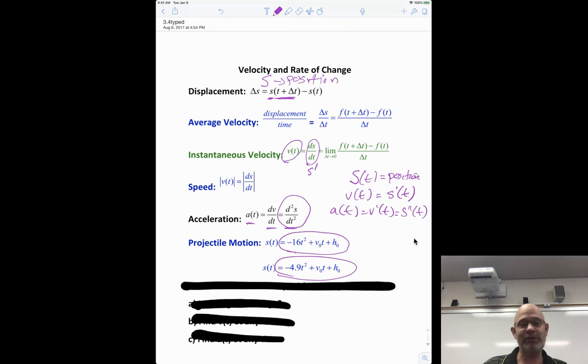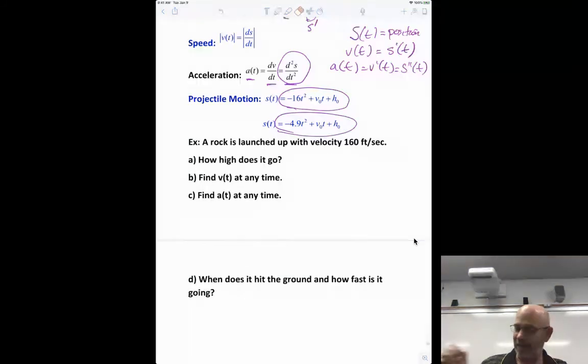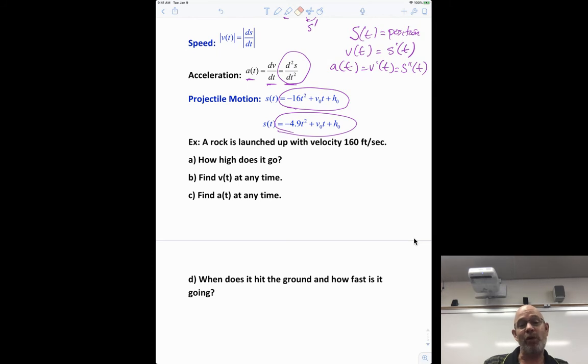Yes, you do need to know those formulas because you're going to get a question that looks like this with some information, and you're going to be asked some questions about it. So you need to build that formula, right? So in this particular example, we got a rock that's launched upwards, straight up, with a velocity of 160 feet per second. And then I'm going to ask 4 questions here, which are pretty much the same 4 questions, except for maybe the velocity question or acceleration.